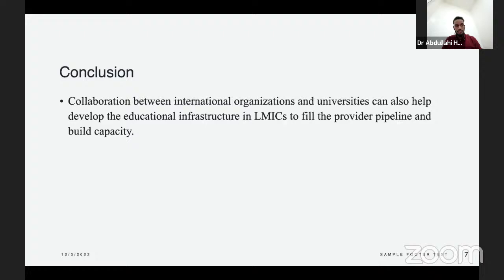So, collaboration between international organizations and universities can help develop educational infrastructure in low-income countries, to fill the pipeline and build capacity. So this program is also one of the solutions that can share knowledge about regional anesthesia and other aspects of regional anesthesia, so that we can develop good anesthesia care and also safe regional anesthesia.